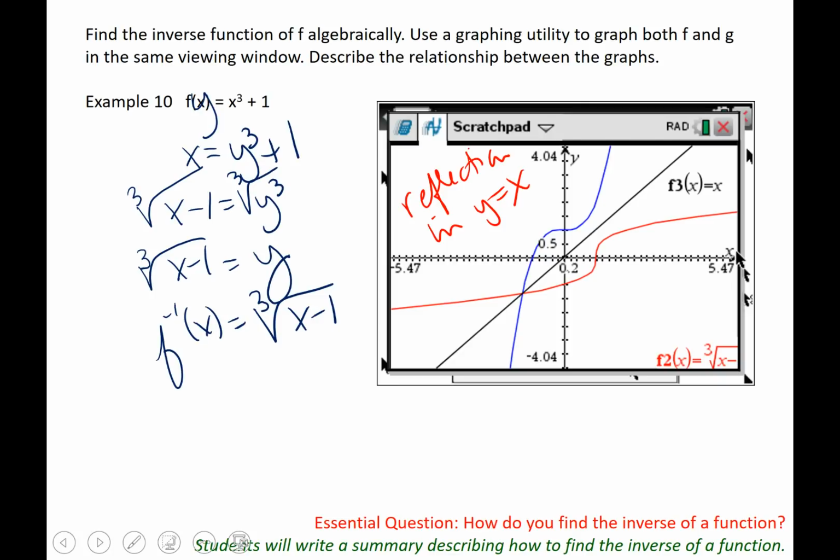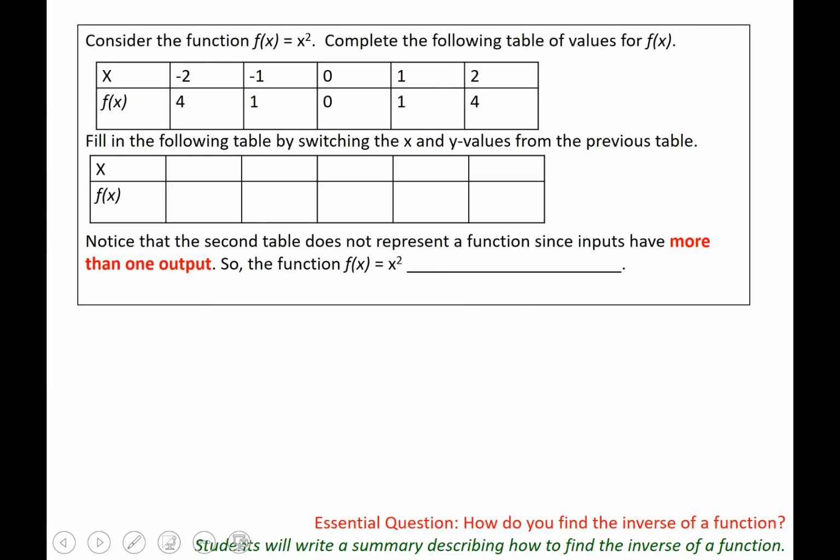Okay, let's look at the next one. So the next one says, consider the function f of x equals x squared. Complete the following table of values for f of x. So they did it for us, right? If we put -2 in, we get -2 squared is 4, -1 squared is 1, 0 squared is 0, and so on. So fill in the following table by switching the x and the y values from the previous table. Okay, so all they want us to do is switch the x and the y values in the table.